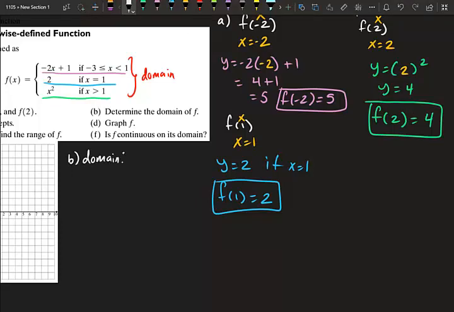Alright, so domain. When we look at the domain of the entire piecewise function, we always want to look at the first domain and the last domain. The first domain, since it's compound, remember compound has a start and a stop. So it starts at bracket -3, and that's where the whole function starts. Then the last one, x is greater than 1, means it goes to infinity.